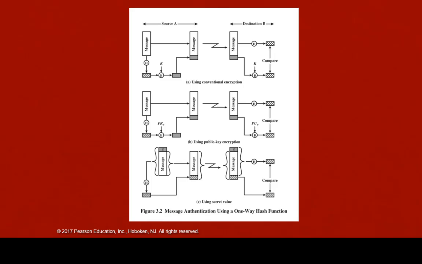A variation on the third technique, called HMAC, is the one adopted for IP security, IPsec. That's described in Chapter 9. It also has been specified for SNMP version 3, shown in Chapter 13.